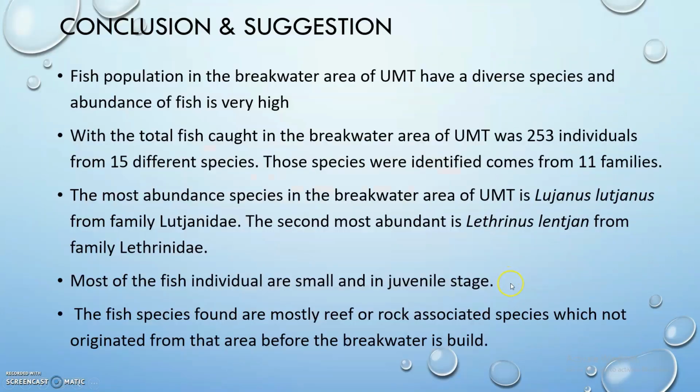For the conclusion and suggestion, the fish population in the breakwater area of UMT has diverse species and the abundance of fish is very high. The total fish caught in the breakwater area of UMT was 253 individuals from 15 different species. Those species were identified as coming from 11 families. Most of the fish individuals are small and in the juvenile stage.